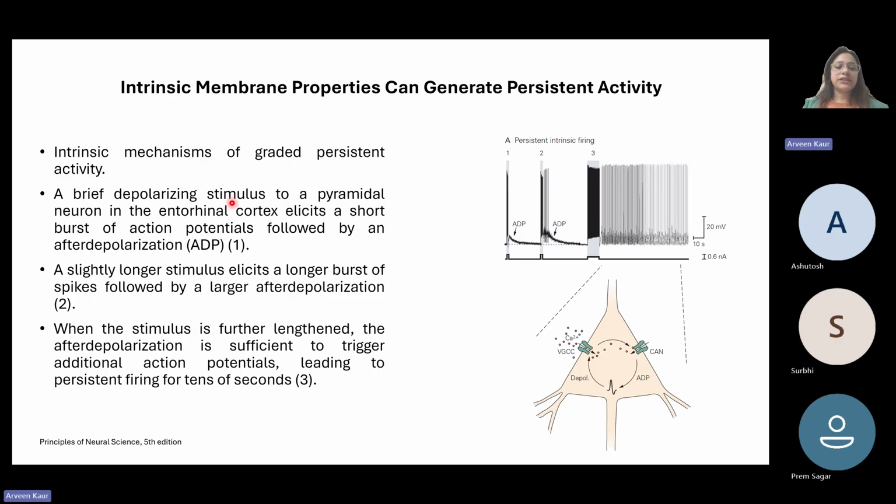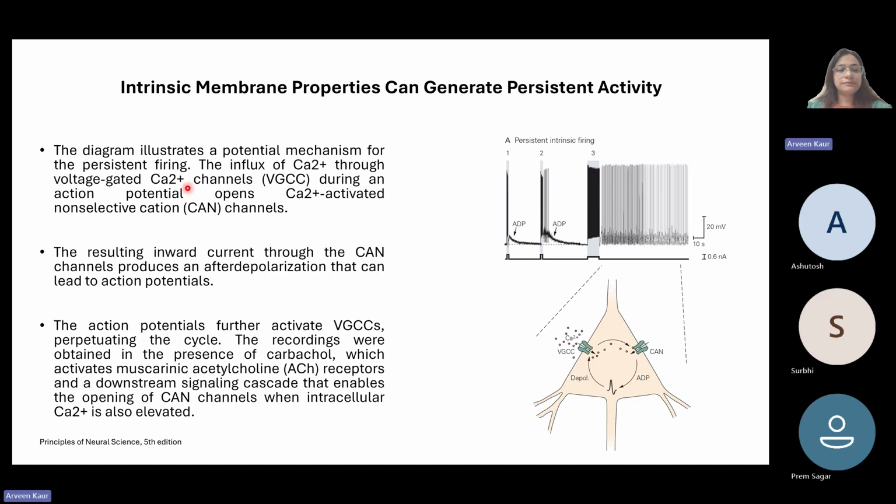So these are intrinsic mechanisms of graded persistent activity. In the first one, a brief depolarizing stimulus to a pyramidal neuron in the entorhinal cortex elicits a short burst of action potentials followed by an after depolarization over here. A slightly longer stimulus elicits a longer burst of spikes, as you can see over here, followed by a large after depolarization. So the after depolarization is also more as compared to the first one. And third is when the stimulus is further lengthened. The after depolarization is sufficient to trigger additional action potentials, leading to persistent firing of tens of seconds, right?